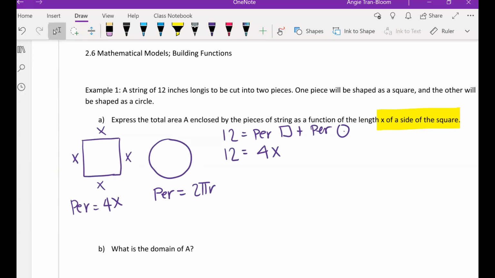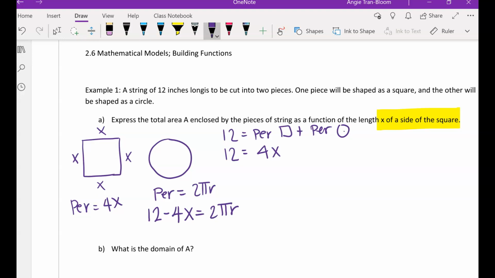Here's my question. If you have 12 inches total, you have already used up 4x for the square. What's left over for the circle? 12 minus 4x. Can we all agree with that? Whatever's left that you're not using for the square, I'm going to take it. So 12 minus 4x equals the remaining length for the perimeter of a circle. True or false?